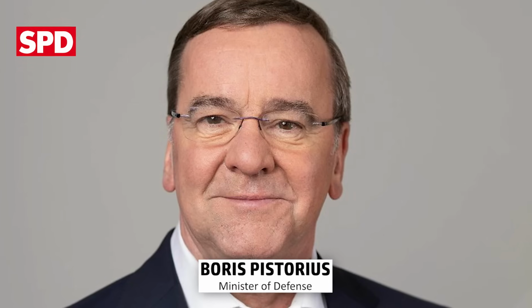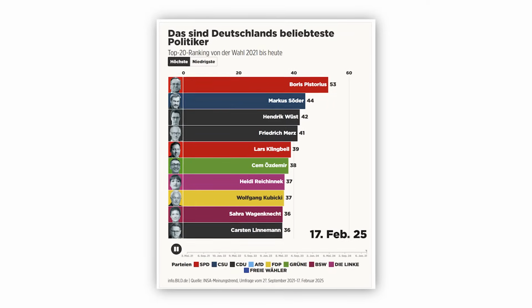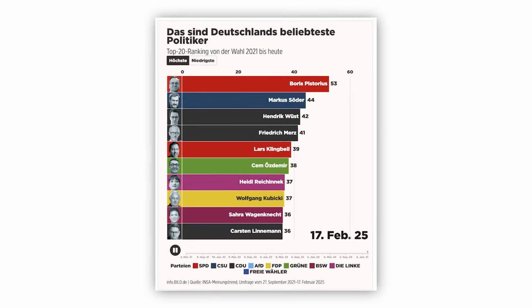Pistorius, because let's not forget that the SPD is the party Scholz was from, and they were one of 3 governing parties for the last 3.5 years. Now they're part of the government again, but in a more supporting role this time. Pistorius is actually considered to be the most popular politician in Germany right now, which is why many people would have liked to see him run for chancellor instead of having Scholz run again, but he simply didn't want to.